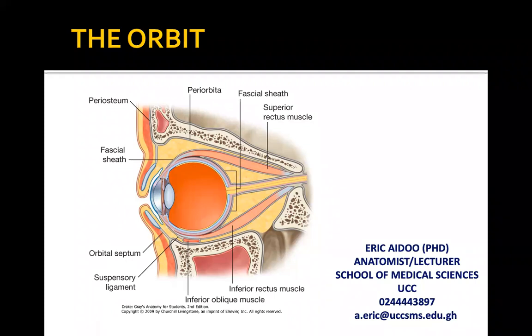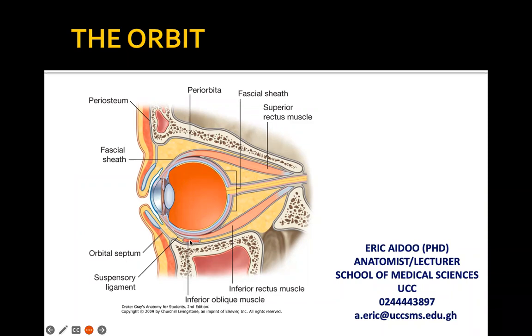It also gives the eyeball the ability to rotate, either rotate or superiorly observe things or inferiorly depress. So it can raise the eye and also depress it. We will look at all those muscles that we call the extraocular muscles. So this is the inferior rectus muscle.